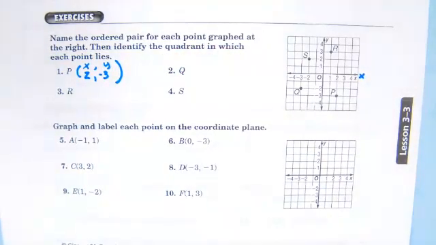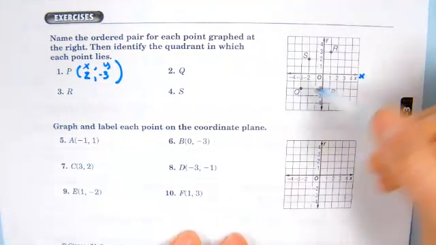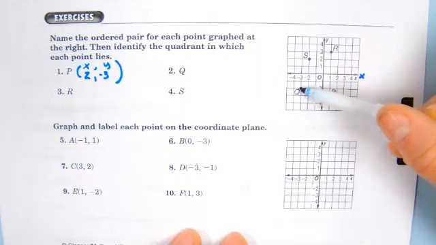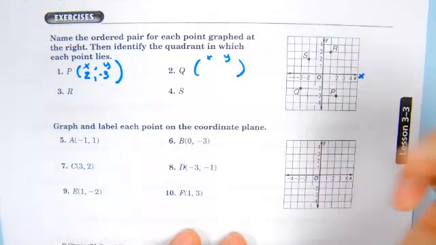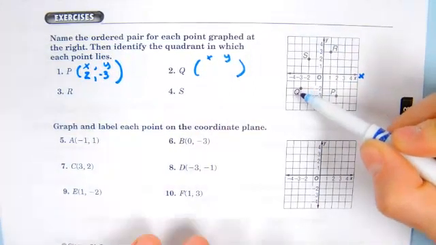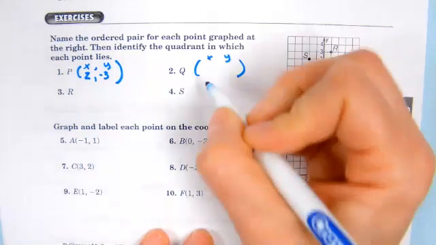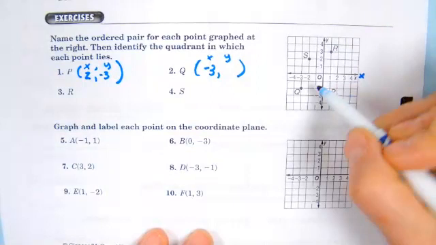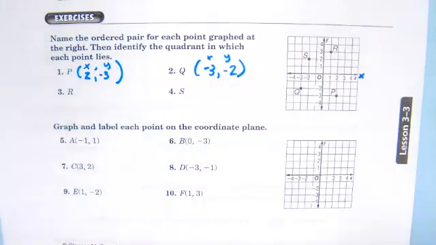Okay, let's do it again for Q. Same thing. Let's go to the point with our pen or pencil. And remember, x is always first. It always goes in alphabetical order. So x comes before y in the alphabet. It does the same with an ordered pair. So follow it to the x-axis. That number is -3. Follow it over to the y-axis, and that number would be -2 for Q.